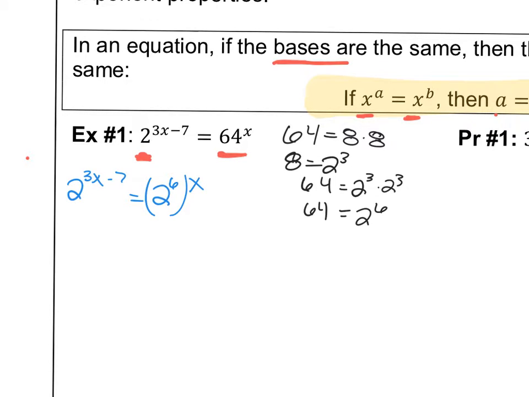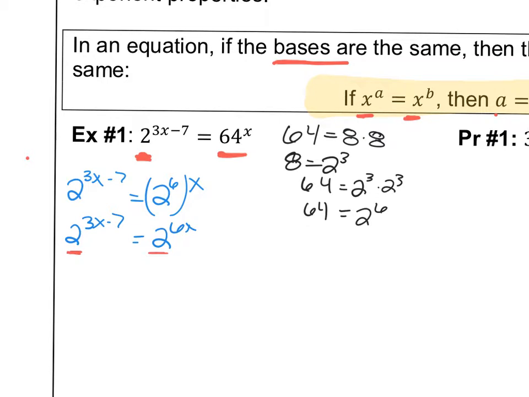And putting in those parentheses is really important, right? Because remember, we have that rule that says when we have an exponent and then an exponent on the outside of parentheses, we multiply them together. So we don't add them like we do over here. We multiply them, because this is like saying 2 to the 6 times 2 to the 6 times 2 to the 6, x number of times. And so then we can rewrite this as 2 to the 3x minus 7 equals 2 to the 6x.